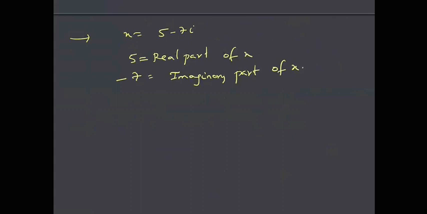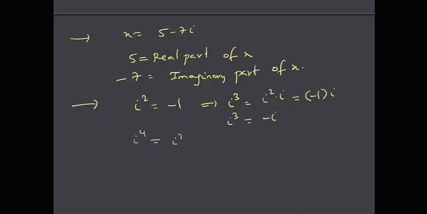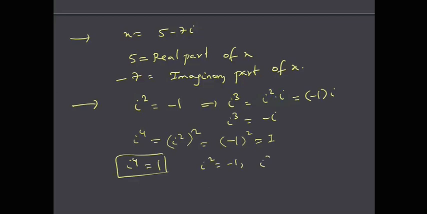Fine. So iota square is -1, right? Then what is iota cube? It is nothing but iota square into iota, which is -1 into iota, which is minus iota. So iota power 4 is iota square whole square. It is -1 whole square. It is 1. Fine. So iota power 4 is equal to 1, iota square is equal to -1, and iota cube is equal to minus iota.